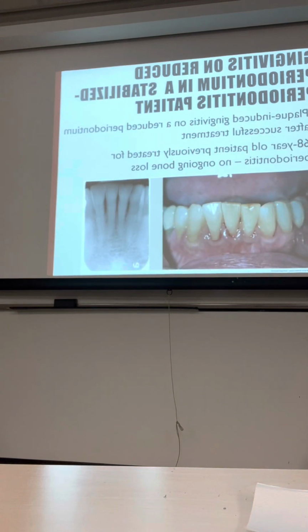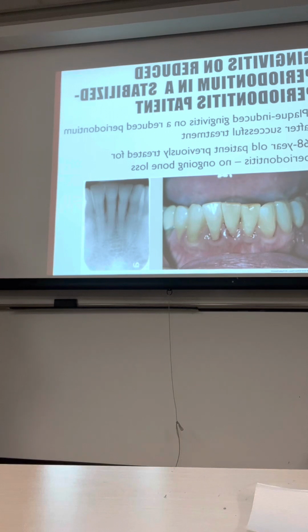Okay, on the other end, we can also have gingivitis on a reduced periodontium that is stabilized, okay? So plaque-induced gingivitis after successful treatment, meaning this patient had SRP once upon a time, we put him on a perio maintenance, and let's say it's been 5 years. Sure, a little bit of inflammation here and there, but she does not need a full-on SRP, right? That would be your example.